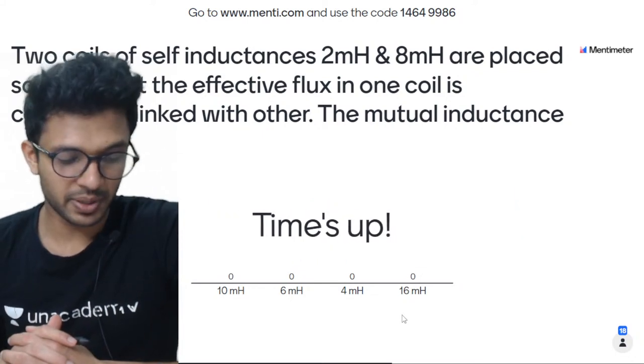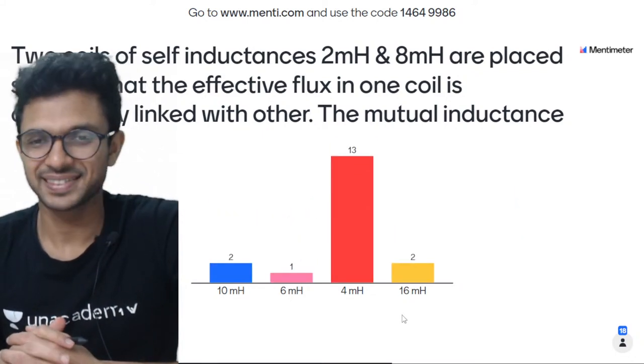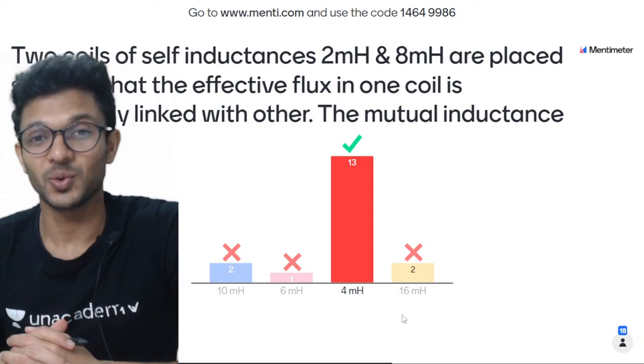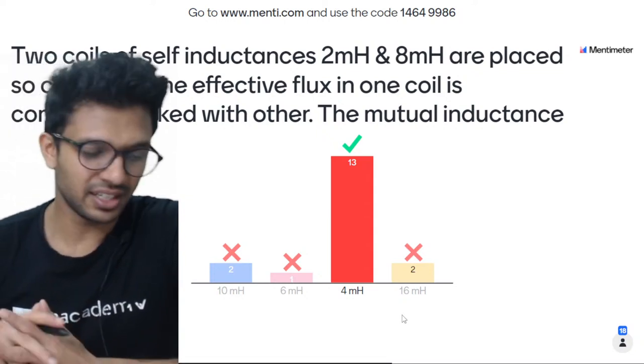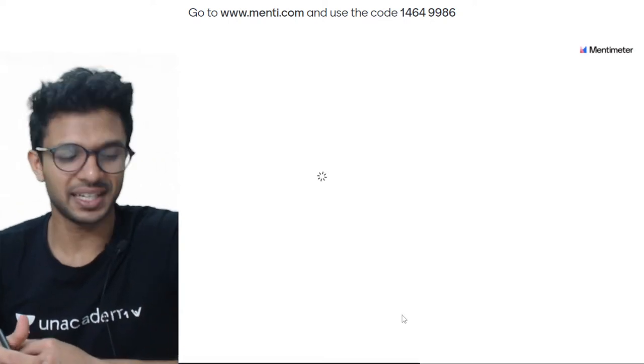Time is up, and what do we have? Wow, good, my children, good. 13 students got it correct. Very good.